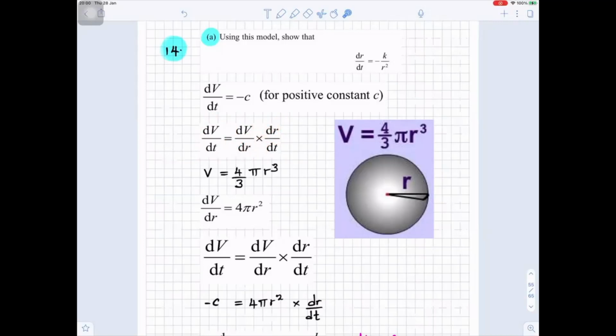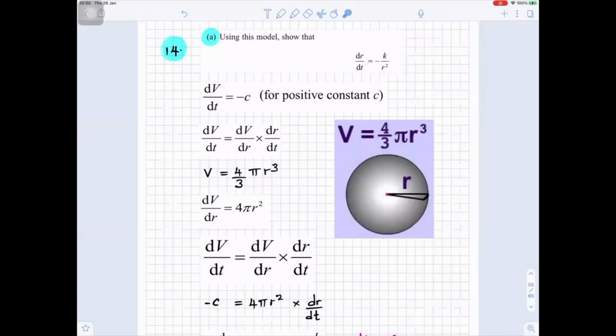Now V, the volume of a sphere, is 4 over 3 pi r cubed. When you differentiate with respect to the radius, the 3 comes to the front, so it's 3 times 4 over 3 pi r cubed, minus 1. So the power comes to the front, and then you minus 1. So that gives you 4 pi r squared.